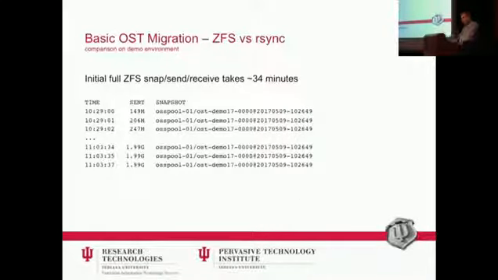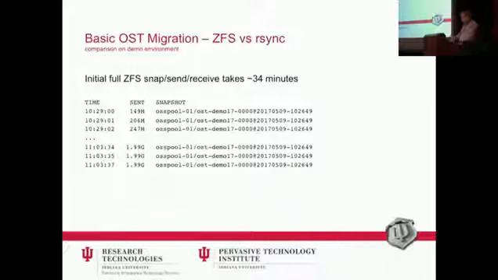So we did a quick comparison with our demo system of the same source data. In the examples from before, we were working on OST 0000. We generated about 1 million files. It had minimal capacity in flight. And so when we did our initial snapshot send receive operation, in this example, it took about 33 minutes, from 10:29 to 11:03 there.